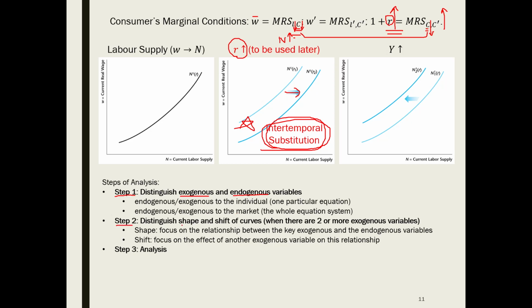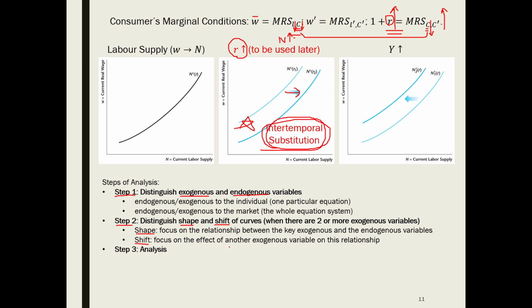Step 2. You should then distinguish shape of curves from the shifts of curves. In economics, graphs are usually two-dimensional, so there are only two axes. If we want to know the relationship between the two axis variables, then the analysis is about the shape of the curve or the shifts along the curve. In contrast, if we want to know the relationship between one axis variable and a non-axis variable, then the analysis is about the shifts of the curve.